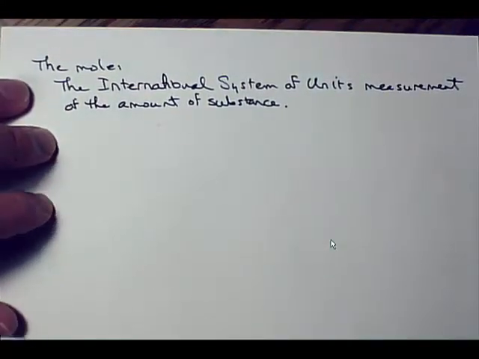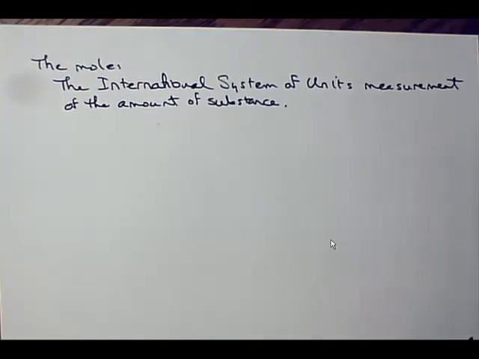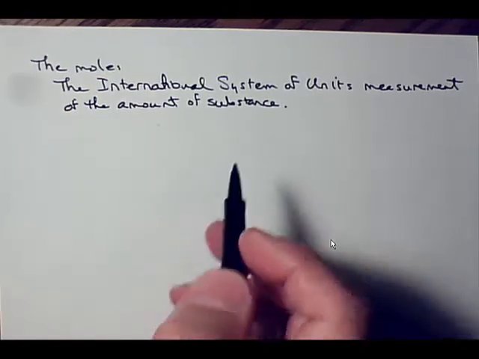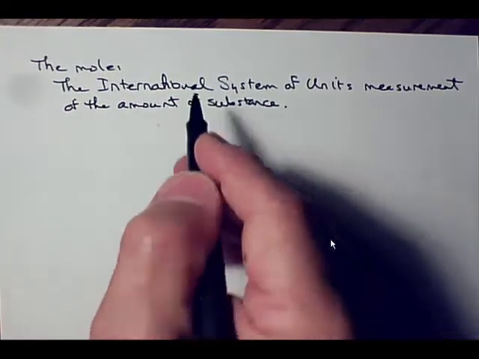Now, to a chemist, that word substance means something very specific. A substance is something that cannot be subdivided into other things except by chemical means. So it would include things like elements or compounds. Okay, things that can't be subdivided or separated except by some kind of chemical means. That's what a substance is in chemistry, and it's very specific to what we do.